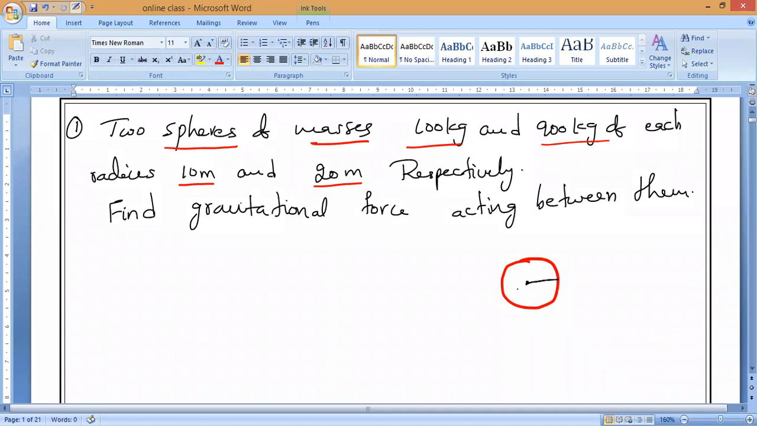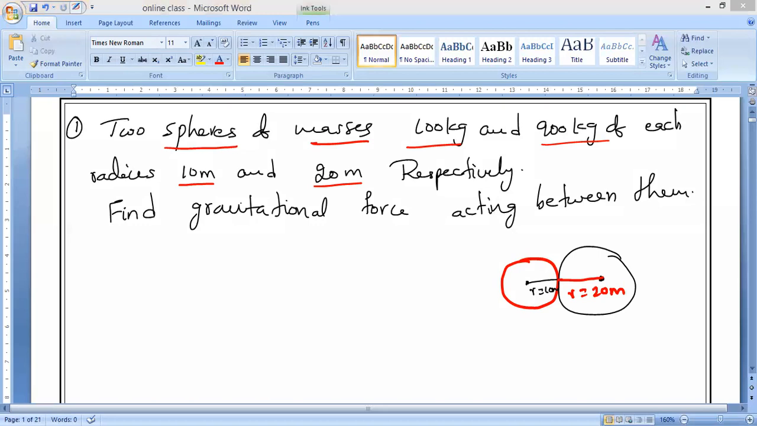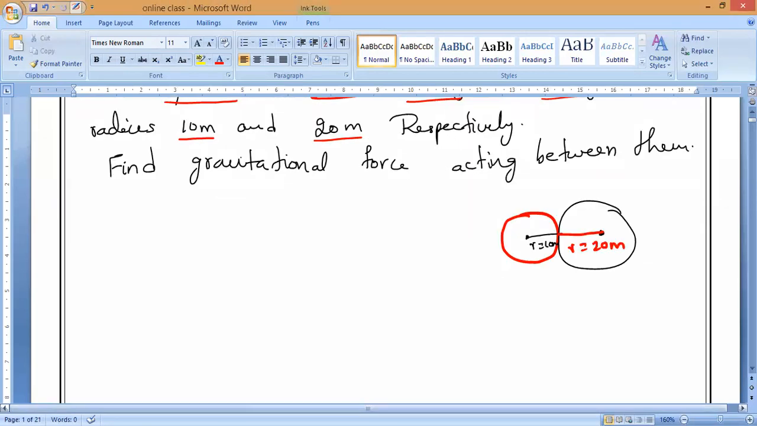One sphere has how much radius? R is equal to 10 meters. Now let us take another sphere. There is no distance between them, observe very carefully. Another sphere has a radius of 20 meters. That is what they have given. Now, what is the gravitational force of attraction acting between them? We have to find it. Have you noticed it, guys?